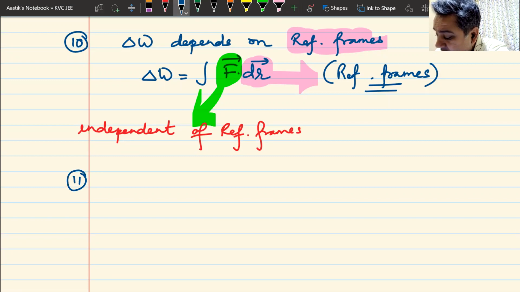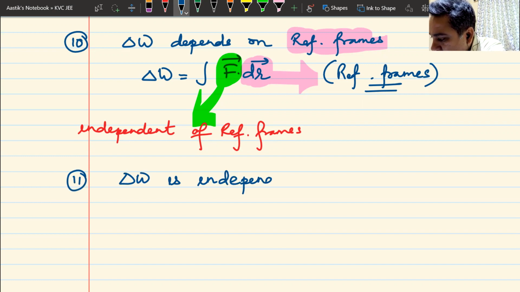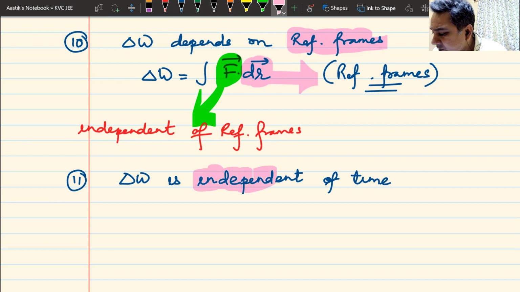The last point, again, is coming from all the previous points. Work done is independent of time. Unless and until the force is time dependent. If the force is time dependent, then it's a different issue. Otherwise, work done is independent of time. A simple example, I am pushing a block. Sometimes I push it, then I stop, rest. Then again I push it, I stop and rest. I take 10 minutes to go from A to B.